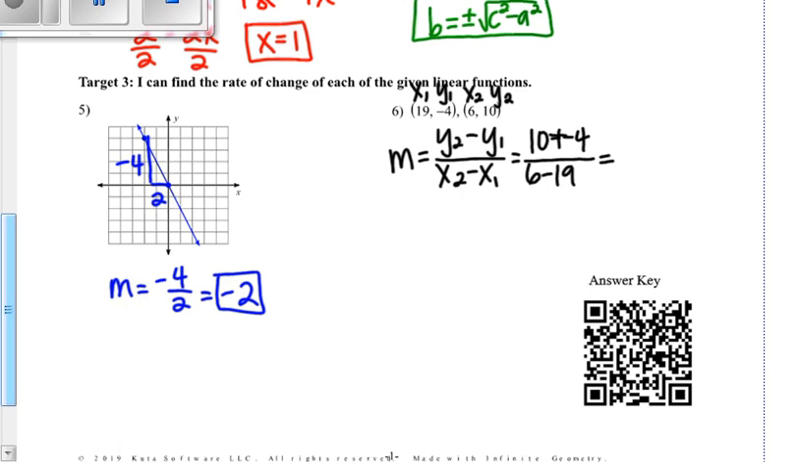And now I'm going to simplify. So that would give me 14 in the numerator. And then that gives me negative 13 in the denominator. That can't be simplified anymore. Always check to make sure it can't be. And that's the final answer.